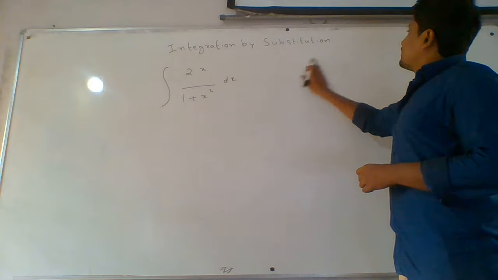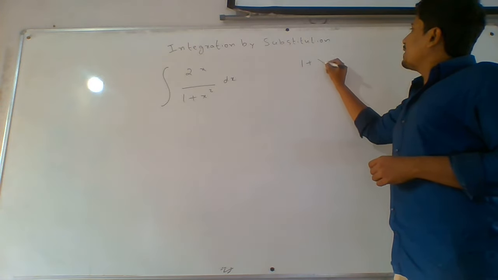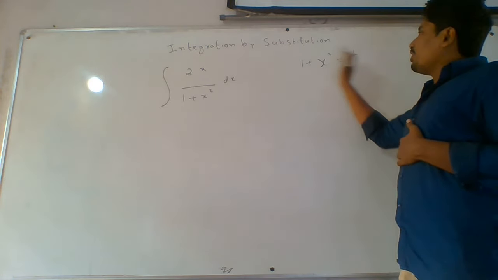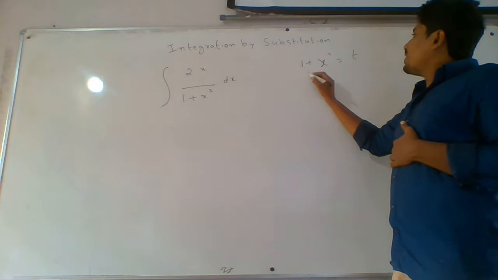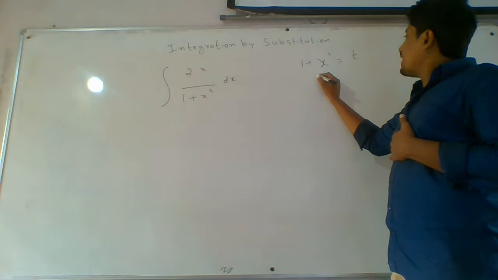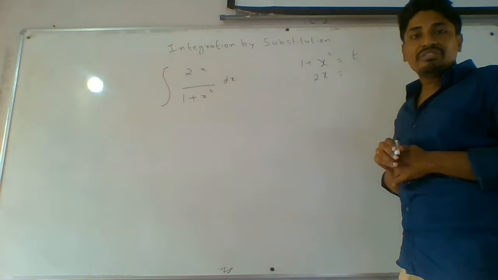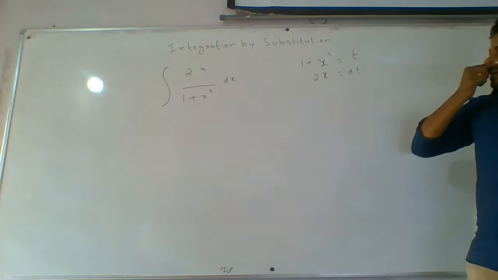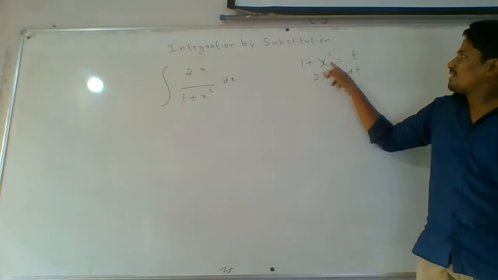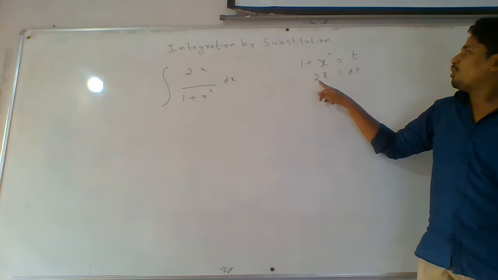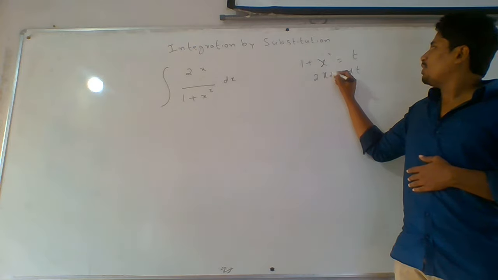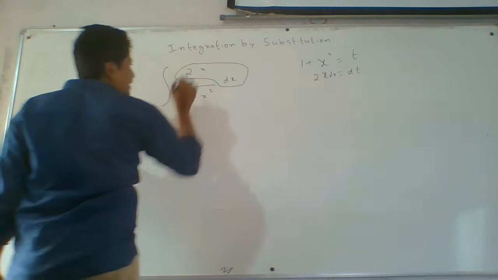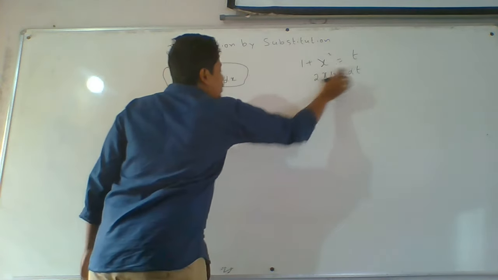Once again, see here. We are considering 1 plus x square as t, and applying the derivative on both sides with respect to the variables. The derivative of 1 is 0, the derivative of x square is 2x, and the derivative of t with respect to t is dt. So I considered 1 plus x square as t, and I got 2x dx equals dt. Now this total thing, 2x dx, will be equal to dt.